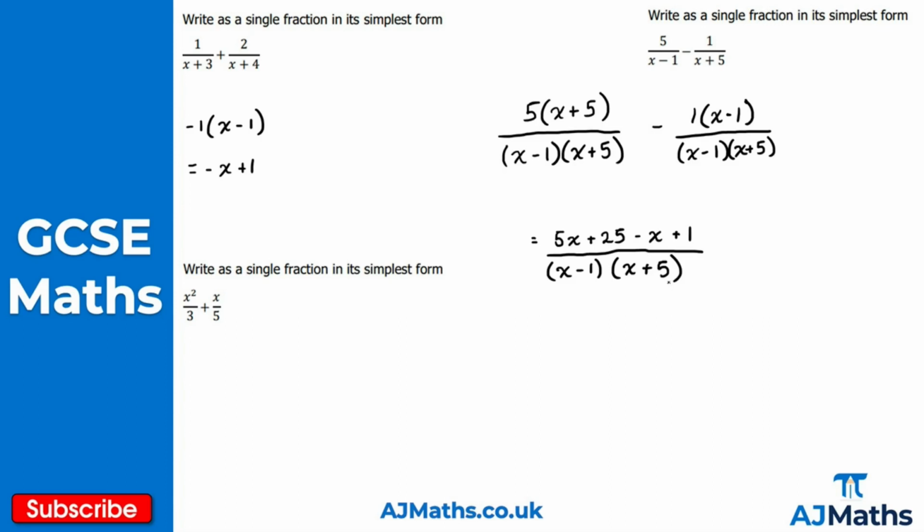Now again, we want to give this in its simplest form. So all I need to do now is collect like terms where possible. Well, the only place we can now do that is in the numerator. So I've got 5x minus x, that will give me 4x. And I've got 25 plus 1 giving me 26. So we get 4x plus 26. And don't forget our denominator here. It's not much of a fraction without the denominator. I'm going to get x minus 1 times x plus 5 there. And that's our single fraction now in its simplest form, giving us our solution to the second question.